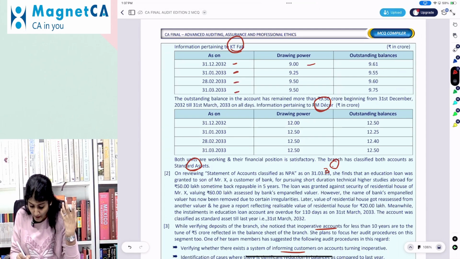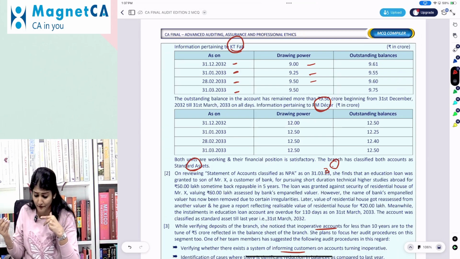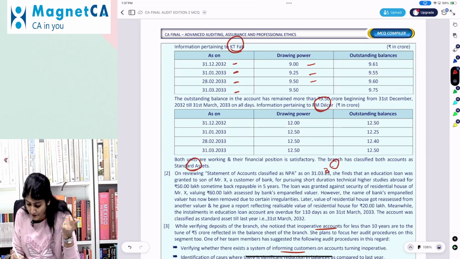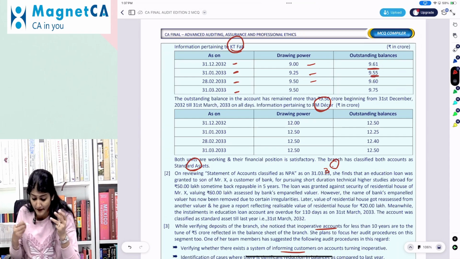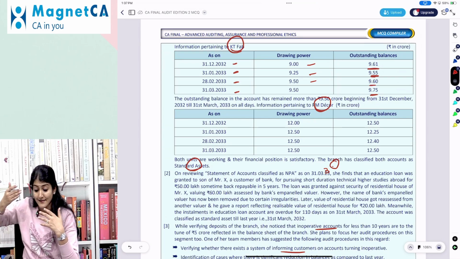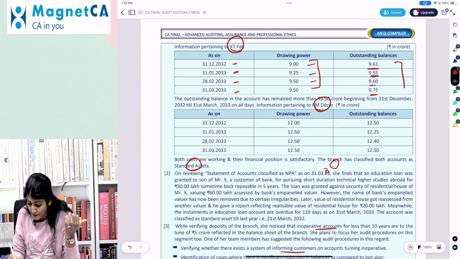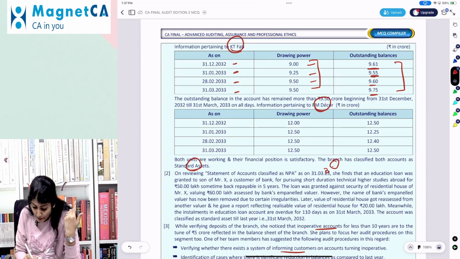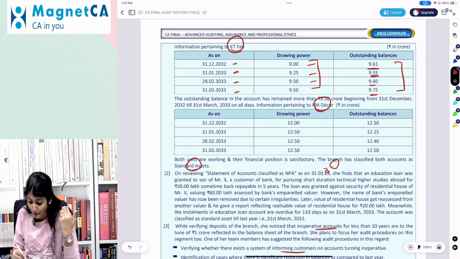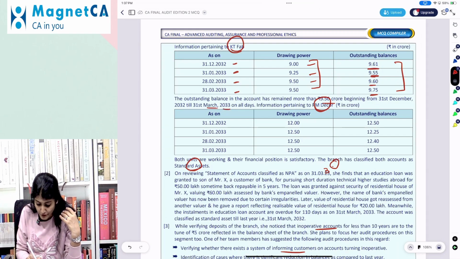What was the drawing power over there? 9 crore, 9.25, 9.5, and 9.5. And what is the outstanding balance in the account? 9.61, 9.55, 9.60 and 9.75. So has it always exceeded the sanction limit? Yes, the drawing power is so much and the outstanding balance has always exceeded the sanction limit, and the outstanding balance in the account has remained more than 9.5 crore beginning from 31st December till 31st of March on all days.